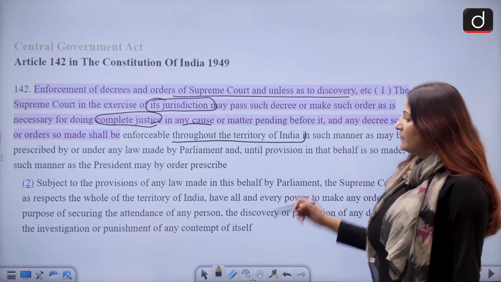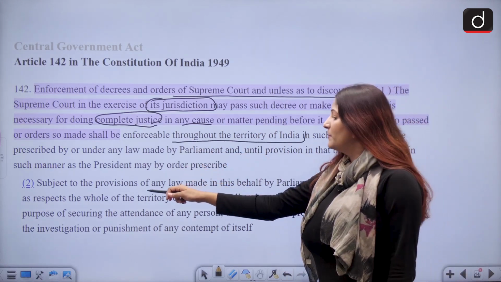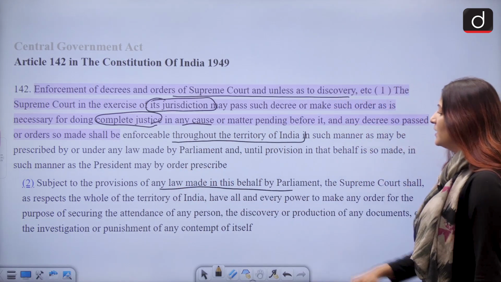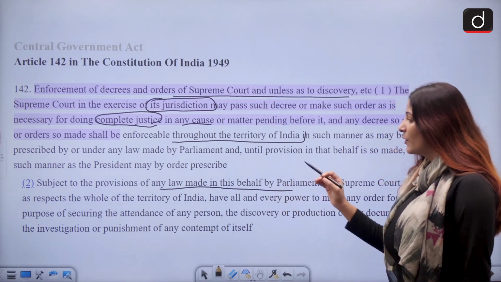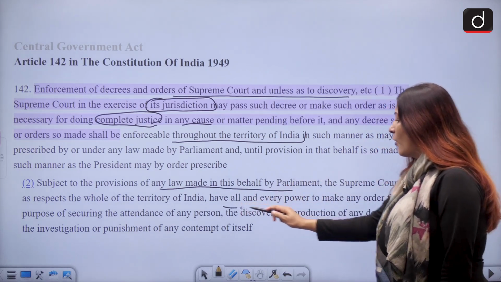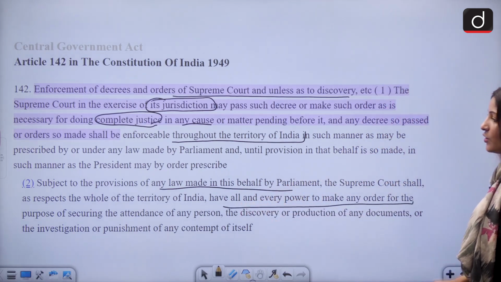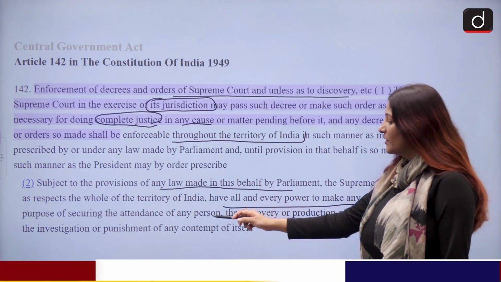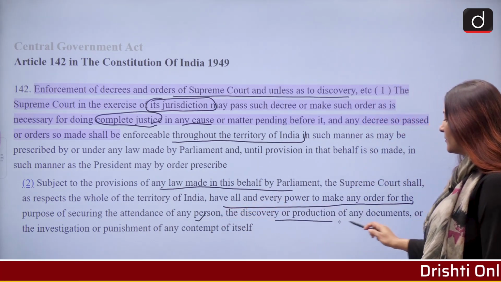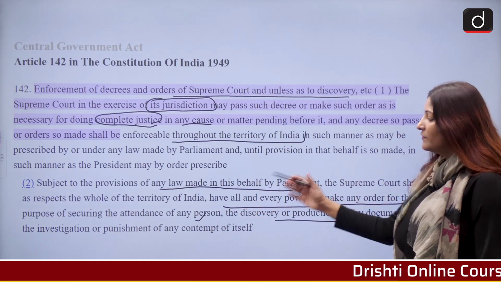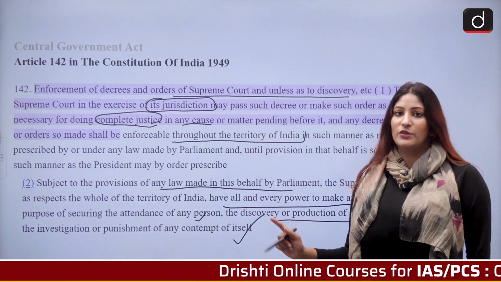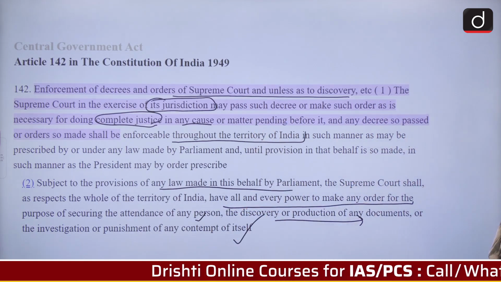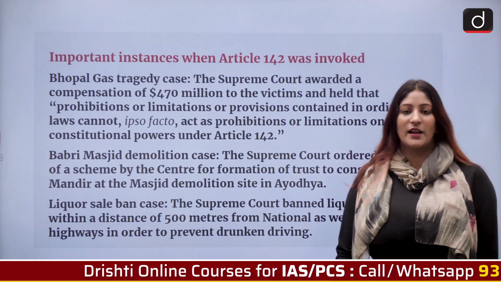Okay. The second clause: subject to the provision of any law made in this behalf by the Parliament, the court shall, in respect of the whole of the territory of India, have all and every power to make any order for the purpose of securing the attendance of any person, discovery or production of any documents, or investigation or punishment of any contempt of itself. So Article 142, remember this. Article 142 has been used in the A.G. Perarivalan case.